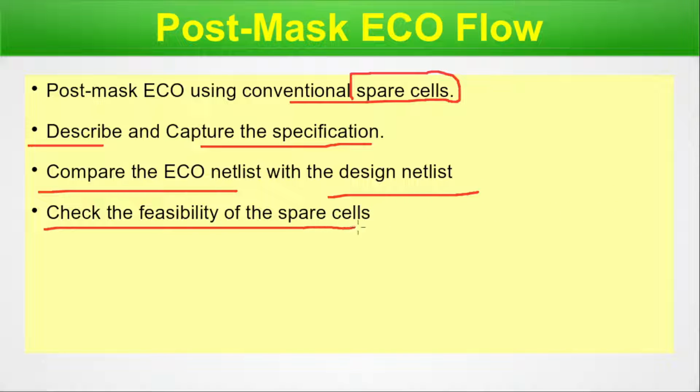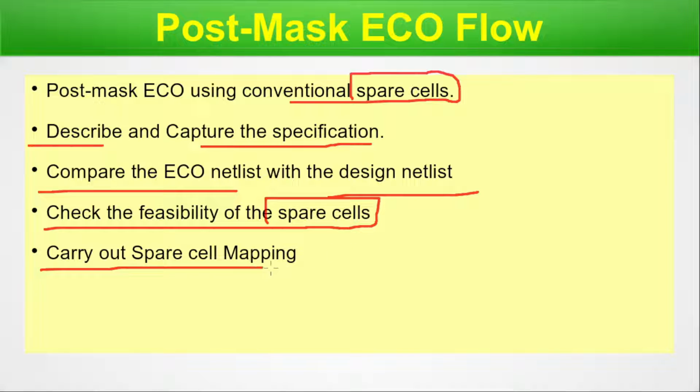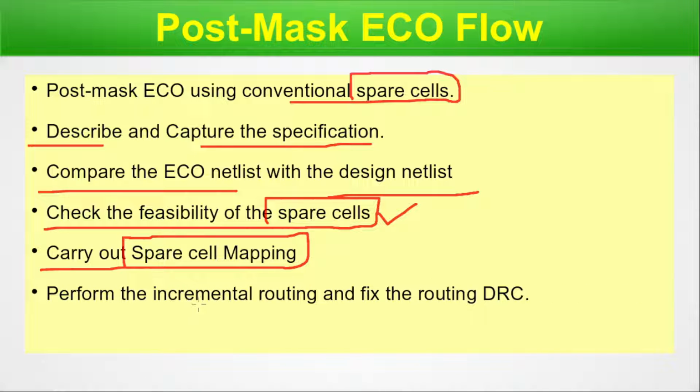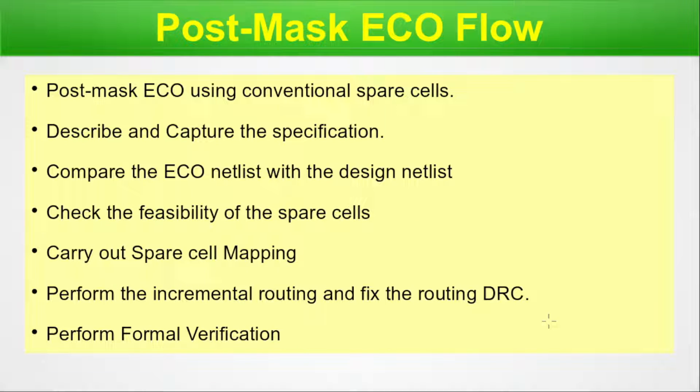Next, check the feasibility of the spare cells. Carry out the spare cell mapping. That means where we should be using what and what type of functionality. We'll understand the functionality once we describe the spare cell later on in this video. Next, perform the incremental routing and fix the routing DRC. Next, we perform the formal verification. These are the steps of the post-mask ECO. The more you get aware of the physical design flow, the more you will understand the ECO flows. So here we are done with the nutshell description of the post-mask ECO flow. Let's move on to the next slide.